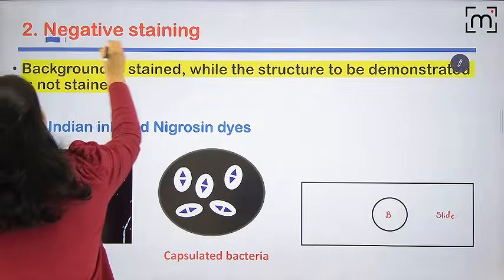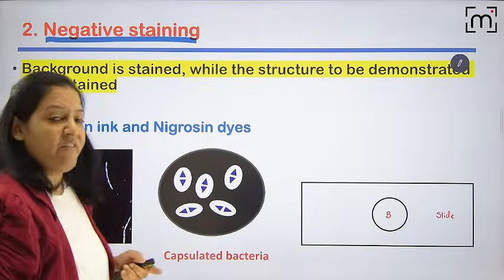Okay, now come to negative stain. What is negative stain? Why is it known as negative?